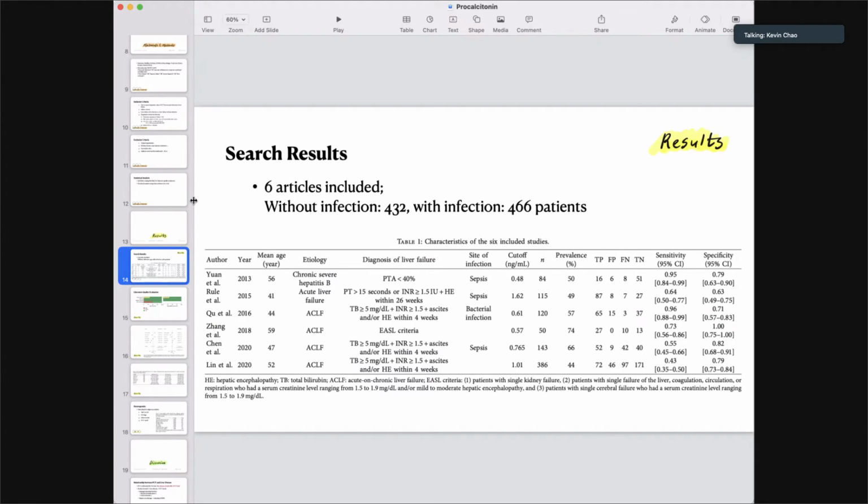Yeah, I had a quick question about the cutoffs. How did each study determine the cutoffs, and why are the cutoffs, which I would assume are pretty widely variable?